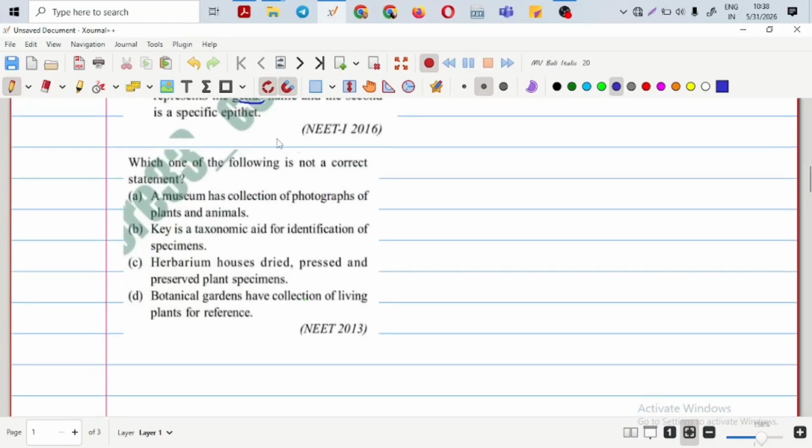Okay, which one of the following is not a correct statement? 'Not' is the keyword. I just underlined that. A museum has a collection of photographs of animals and plants. Key is a taxonomic aid for identification of specimens. Herbarium houses dry, pressed, and preserved plant specimens, and botanical gardens have a collection of living plants for reference. So when you have this kind of question, just imagine, have you ever been to a museum? All of you have been to a museum, right? Just photographs? Seriously? No, we do have stuffed animals here. If it is a zoology or biological museum, we do have skeletons.